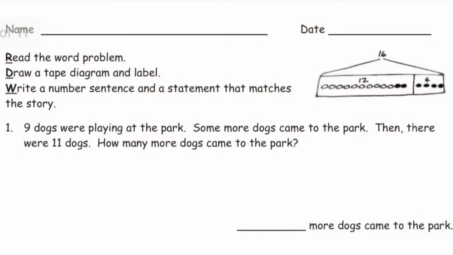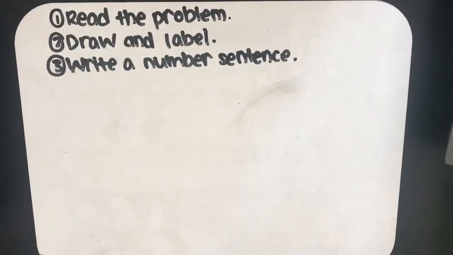9 dogs were playing at the park. Some more dogs came to the park. Then there were 11 dogs. How many more dogs came to the park? Now let's draw and label.